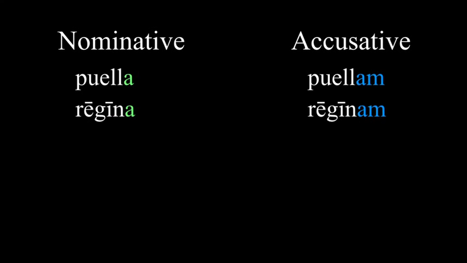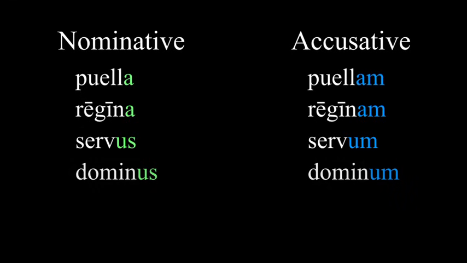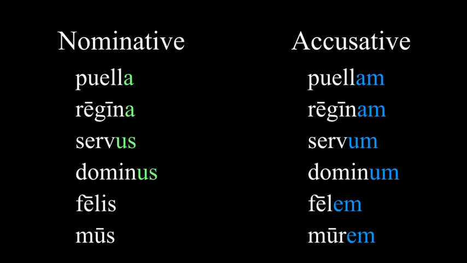So it's important to be able to identify the different cases of a noun in Latin. Here, let's list the nouns we've seen in this video in both their nominative and accusative cases. There's puella in the nominative and puellam in the accusative, rēgīna in the nominative and rēgīnam, servus and servum, dominus and dominum, fēlis and fēlem, and mus and mūrem.